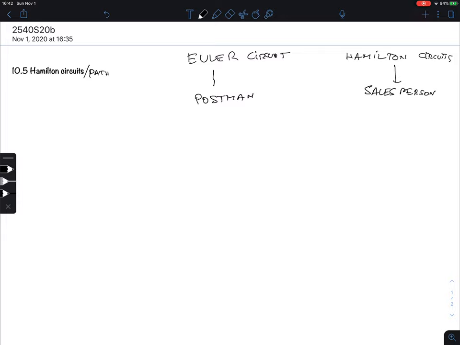So for Euler circuits, we had a very good solution. This was the odd degree vertices. That's where we could look for solutions. If there are none, there's a circuit. If there are two, there's a path, but not a circuit. And if there are more, forget it. For Hamilton circuits, we don't have any of that kind, nothing.